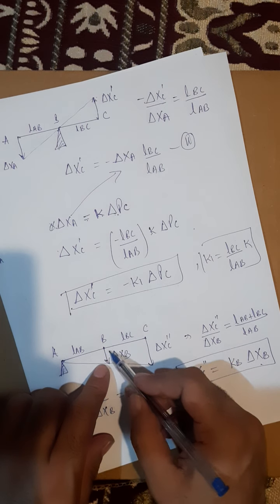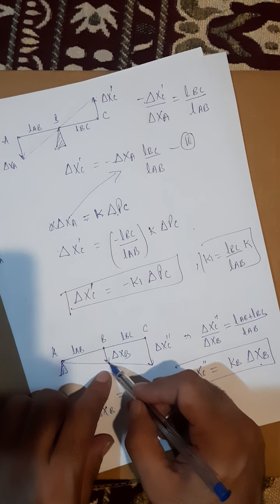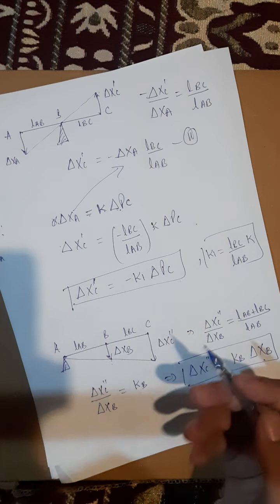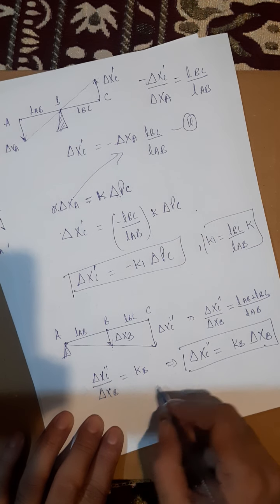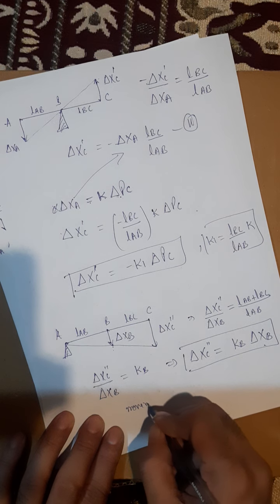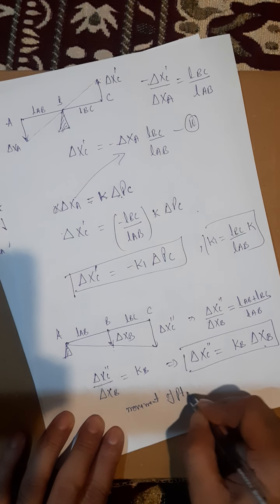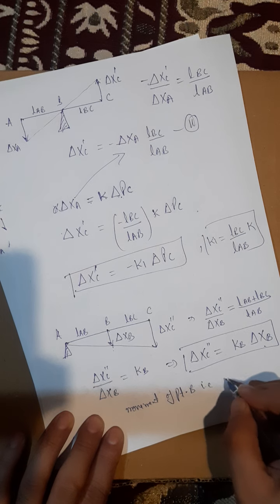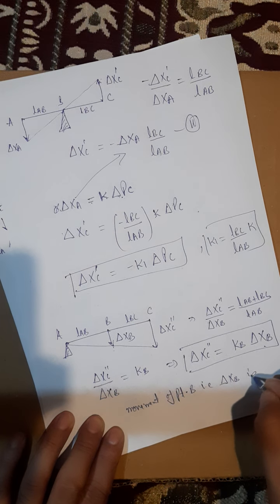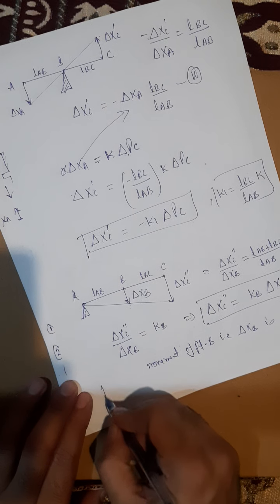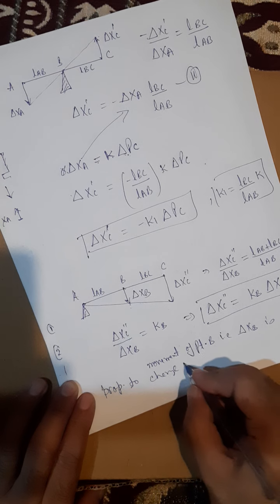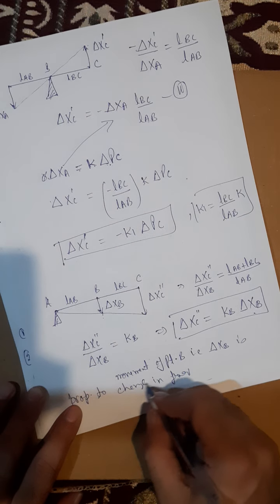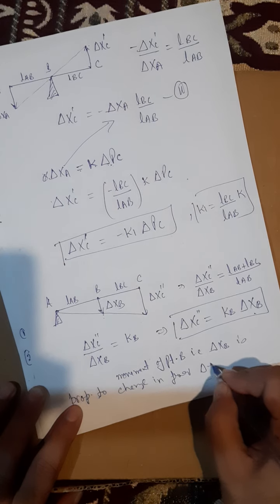So the downward movement of point B, how much it will move down, will depend upon how much speed or frequency is increased. So I can write the movement of point B, that is delta XB, is proportional to the change in frequency. Change means increase; here the frequency is increasing. Change in frequency, delta f.